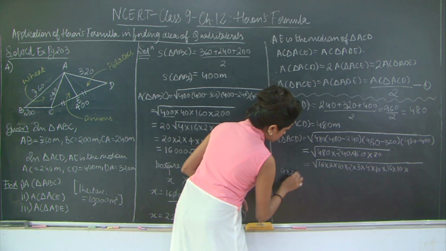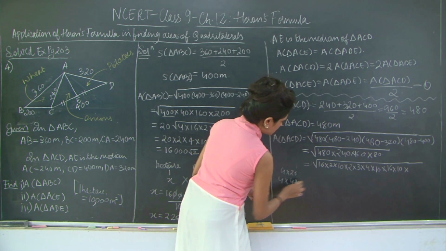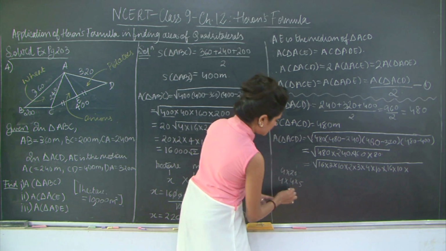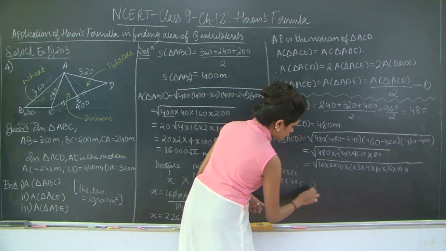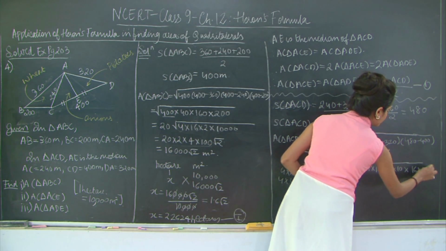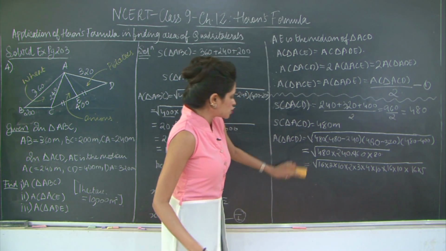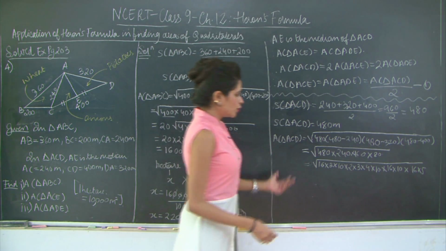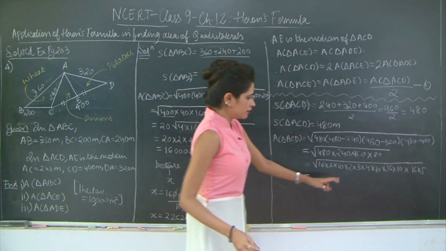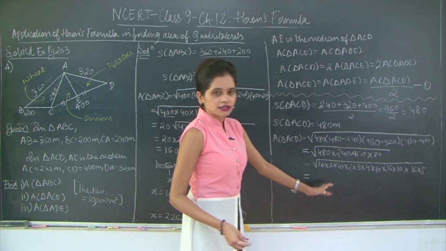4 into 20, 4 into 4 into 5. So 16 into 5 gives me 80. Yes. So I'll write this as 16 into 5. Now let's go ahead and find the square root. So whatever terms are similar, we are going to put one of them out, and if we have a perfect square, we are going to write a square root.